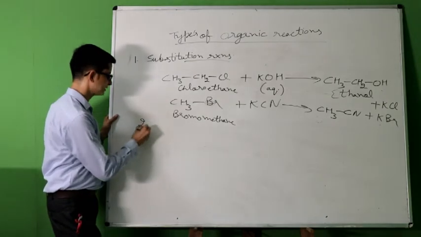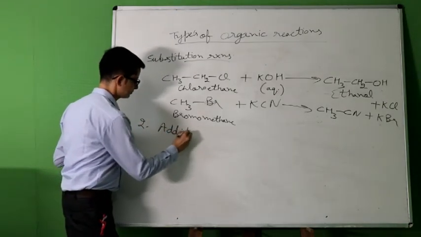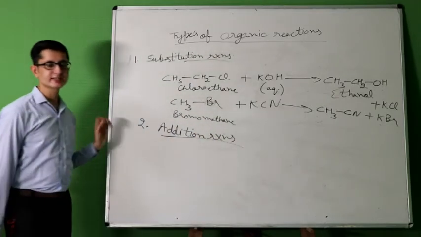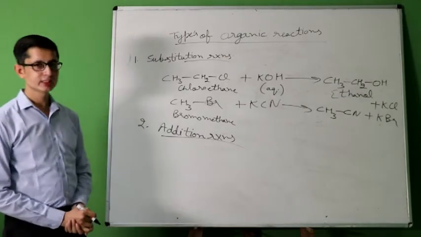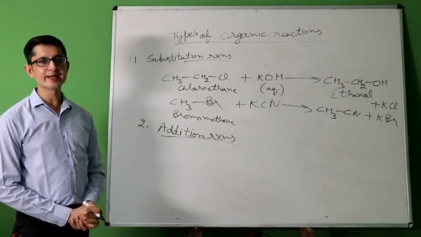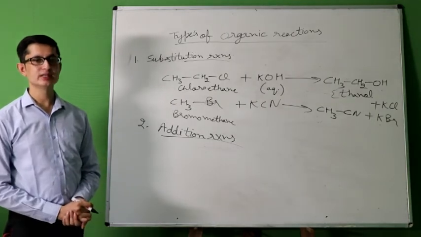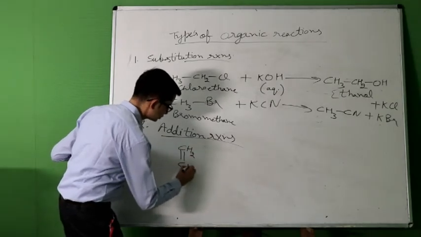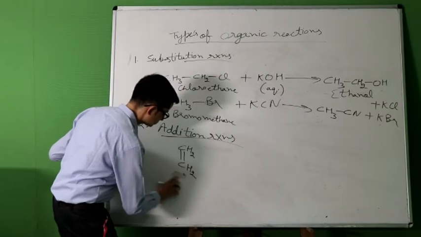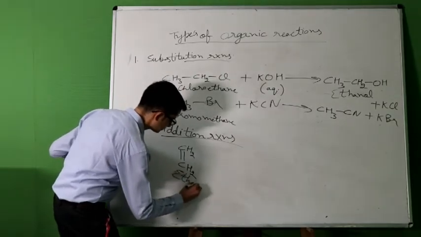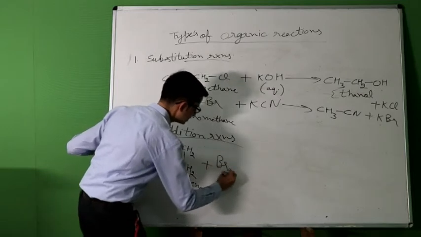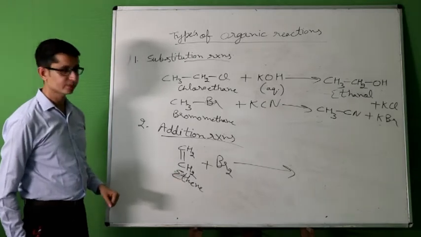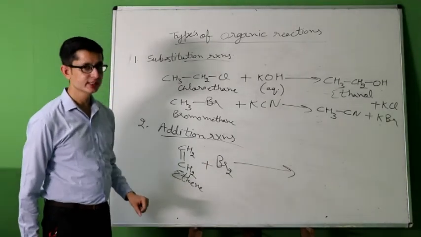So the second type of reactions are addition reactions. Addition reactions are those reactions in which two or more molecules combine to form a single product. That single product is called the addition product. For example, CH2=CH2, ethene, plus bromine, Br2. Here CH2=CH2, ethene, is the substrate and Br2 is the attacking reagent.